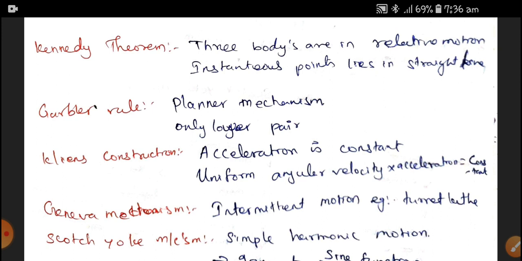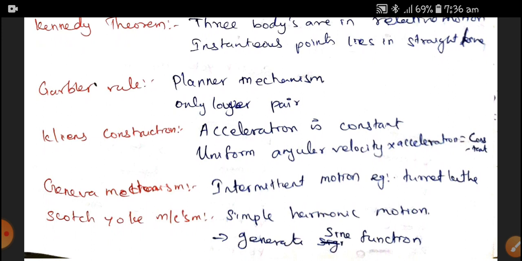Klint's construction, very interesting phenomena. In Klint's construction, the acceleration is constant and the angular velocity is uniform. Next, the Geneva mechanism. The Geneva mechanism is used in the turret lathe for making different types of tools in different positions.